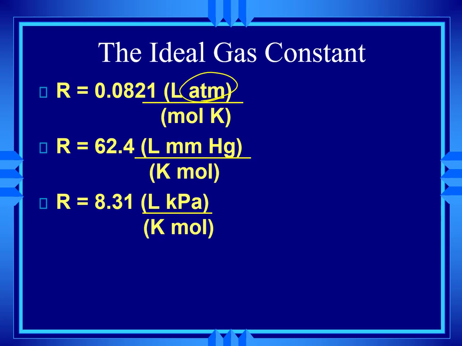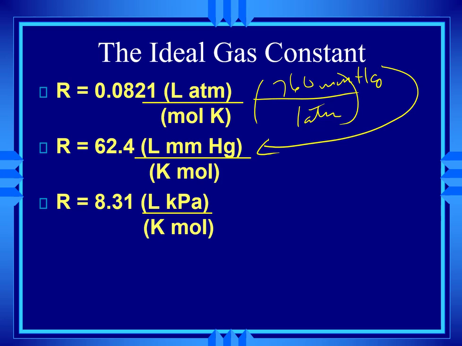So if you take 0.0821 and 1 atmosphere is 760 millimeters of mercury, you will get that. 760 times 0.0821 is 62.4. 101.3 times 0.0821 is 8.31. Those are the conversion factors for pressure. So they're all the same value, they just have different units of pressure.